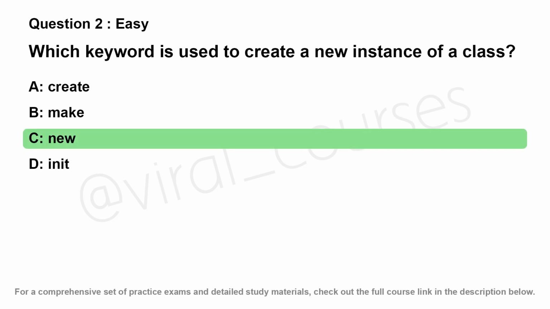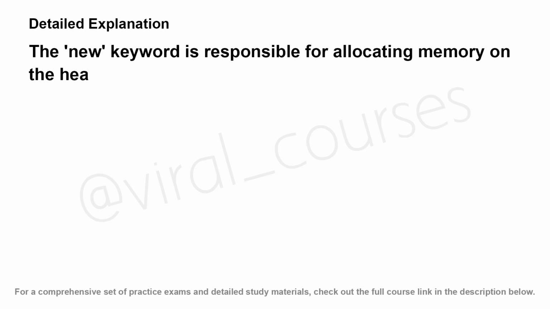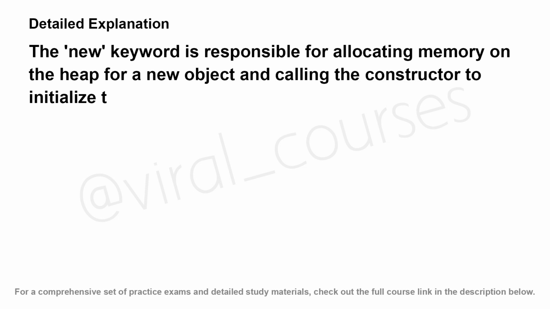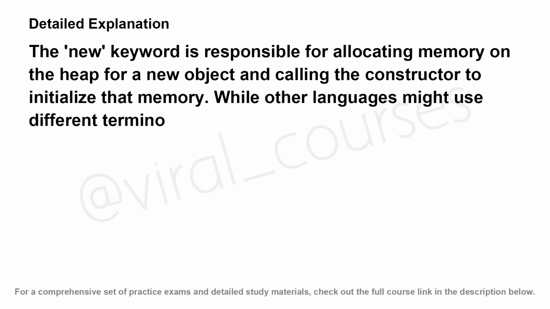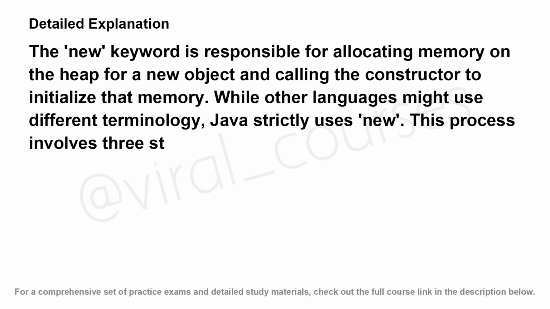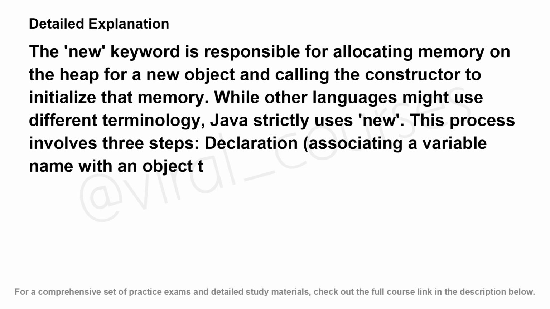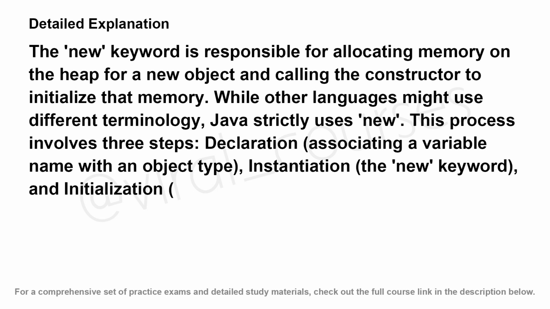The correct answer is C. The new keyword is responsible for allocating memory on the heap for a new object and calling the constructor to initialize that memory. While other languages might use different terminology, Java strictly uses new. This process involves 3 steps. Declaration, associating a variable name with an object type. Instantiation, the new keyword. And initialization, calling the constructor.